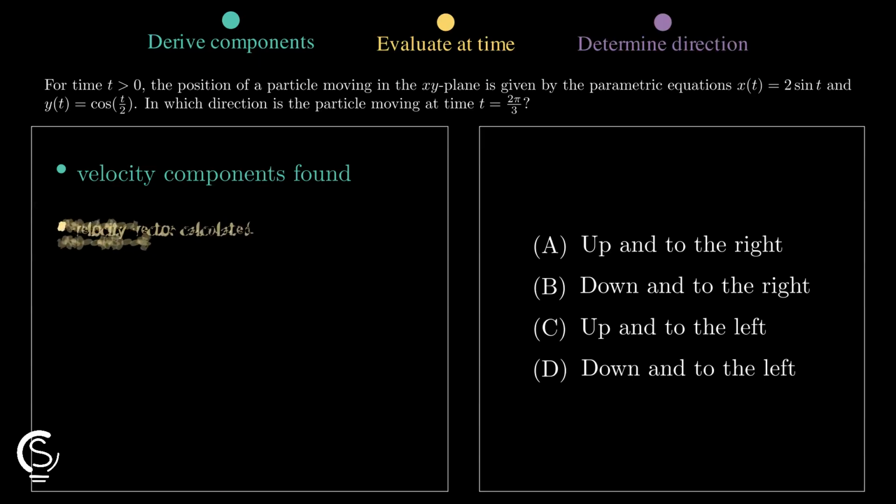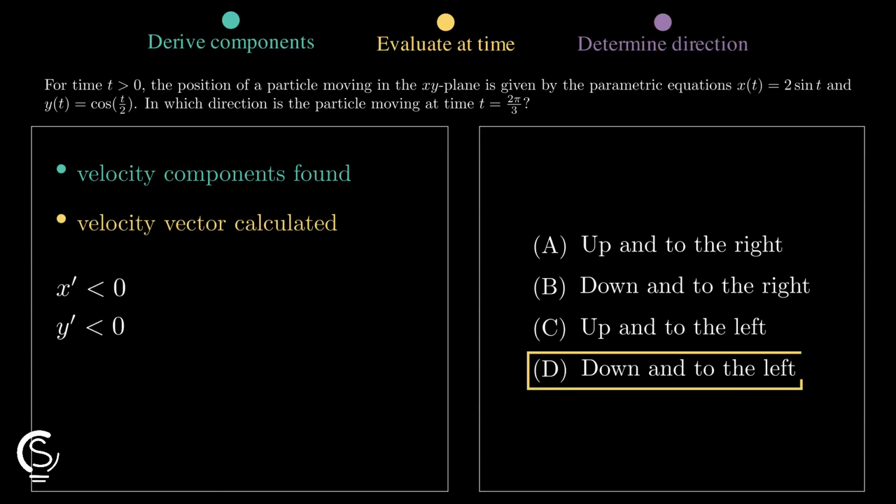Finally, look at the signs. Since x prime is negative, we move left. Since y prime is negative, we move down. Thus, the particle is moving down and to the left.